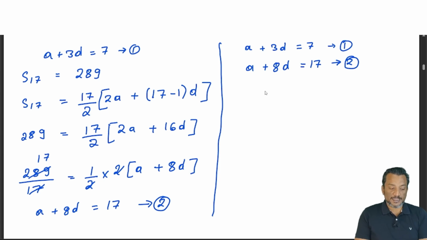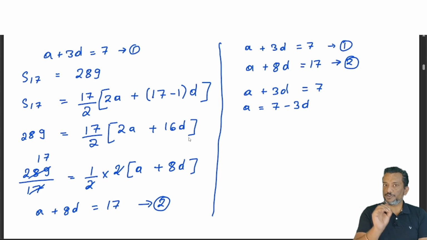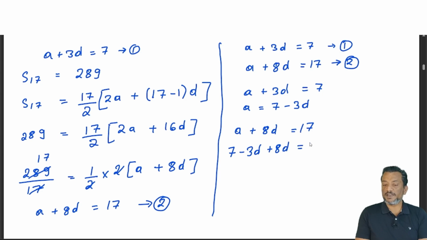So we will take the first equation, a plus 3d is equal to 7. So we can say a is equal to 7 minus 3d, and now we can substitute the value of a in the second equation. So we can say a plus 8d is equal to 17. Now substitute the value of a, so we can say 7 minus 3d plus 8d is equal to 17.